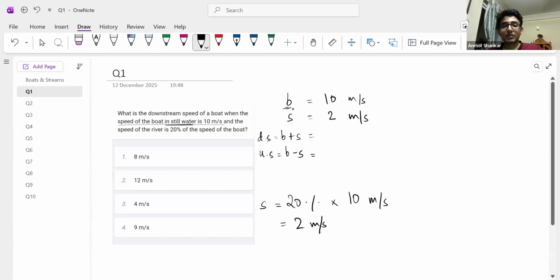Then we can calculate what is downstream and what is upstream. What is downstream? b plus s, 10 plus 2, so 12 meter per second. Upstream is not asked. What is asked in the question is downstream speed, so the answer is 12 meter per second. Very simple first question to start with.